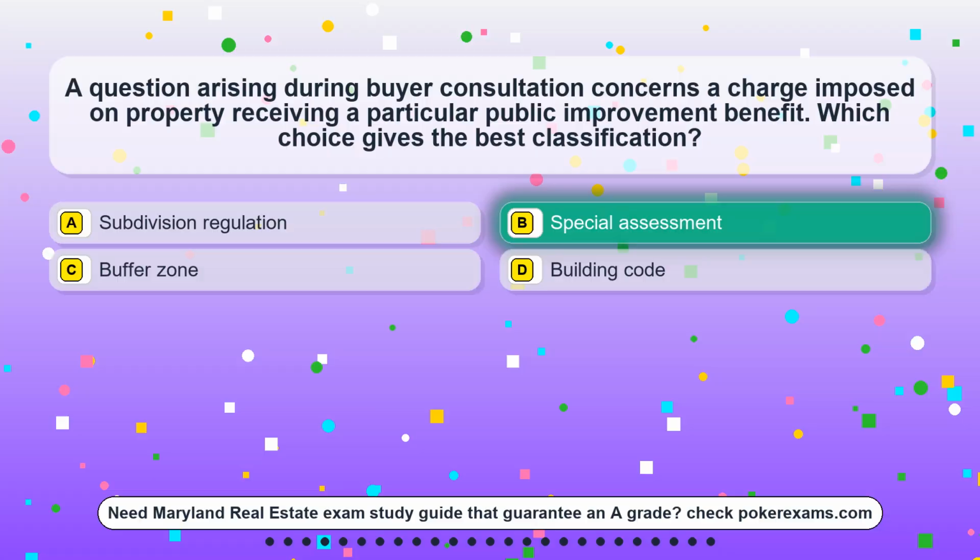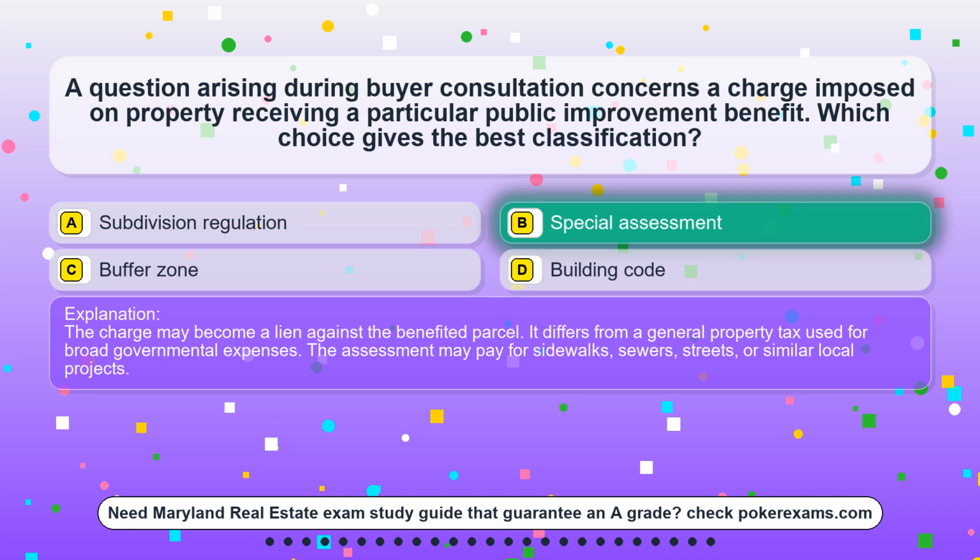The correct answer is option B, special assessment. The charge may become a lien against the benefited parcel. It differs from a general property tax used for broad governmental expenses. The assessment may pay for sidewalks, sewers, streets, or similar local projects.